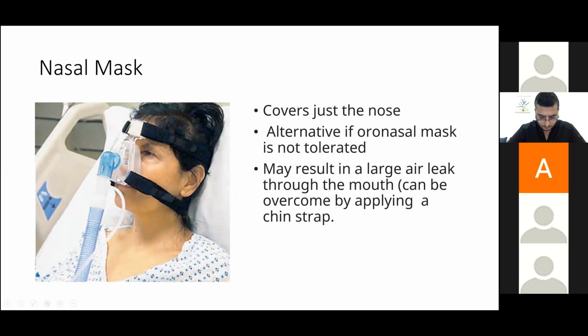The nasal mask covers only the nose, and it is an alternative if the oronasal mask is not tolerated. However, many patients would have air leak from the mouth, especially in the acute phase when the patient comes in with acute respiratory failure. They are mouth breathers, so it might not be appropriate. However, if you have a chin strap that comes underneath the chin and over the head, it will keep the mouth closed, and in this case, it will minimize the air leak. So you can still use it if you have a chin strap to keep the mouth closed.